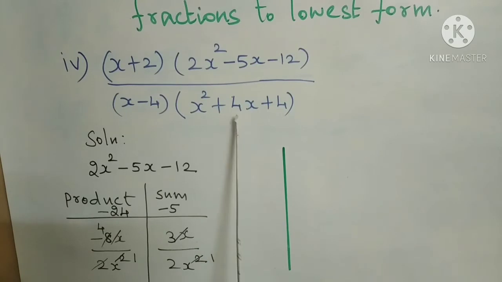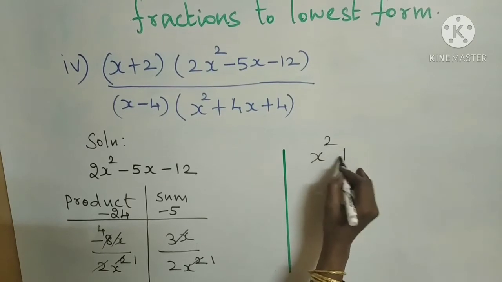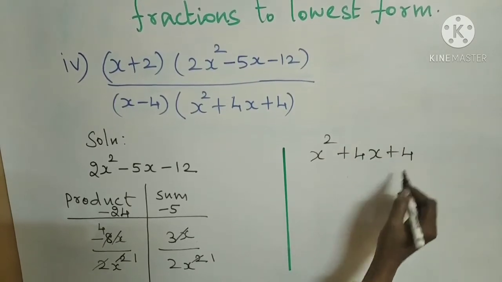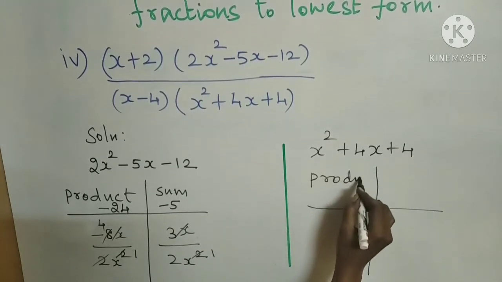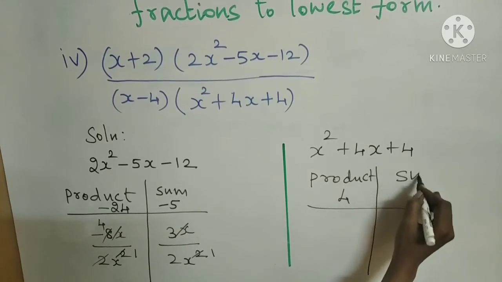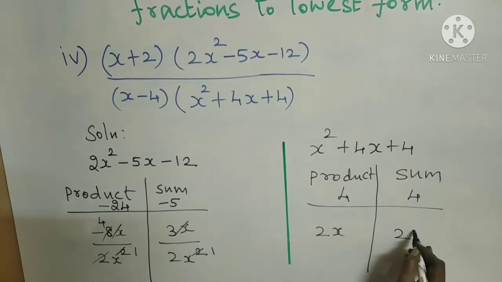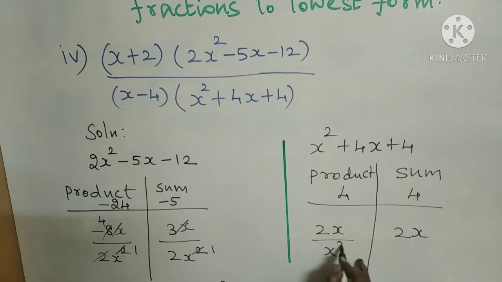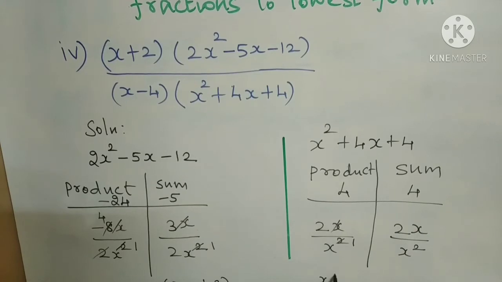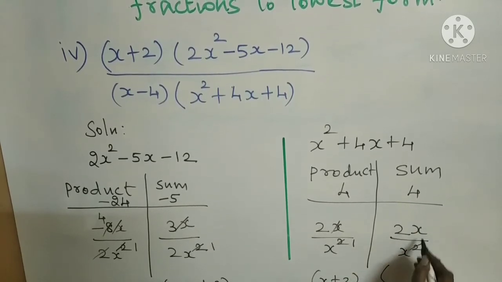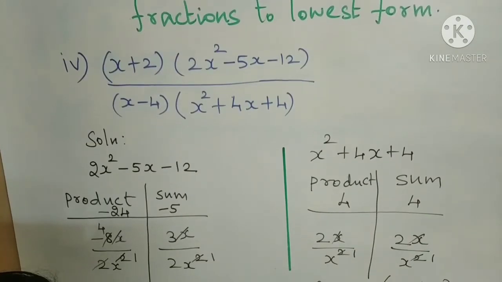Take the second quadratic polynomial, x square plus 4x plus 4. We have to factorize this polynomial. So write the product value. Product is 4 and the sum is also 4. So what are the two numbers? 2 and 2. So 2x, 2x divided by the first term x square. So we can cancel the x term. So here the remaining is x plus 2. Here also we can cancel the x term. So x plus 2. So these two are factors.